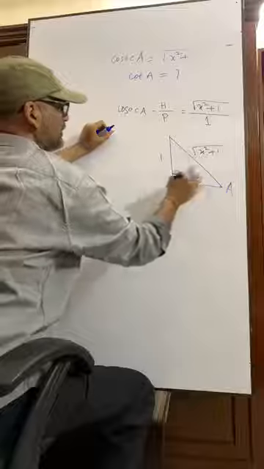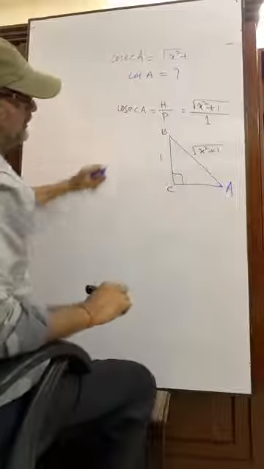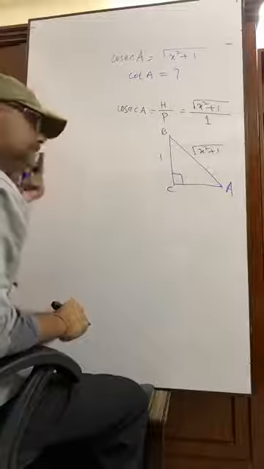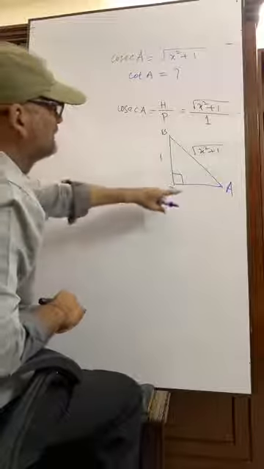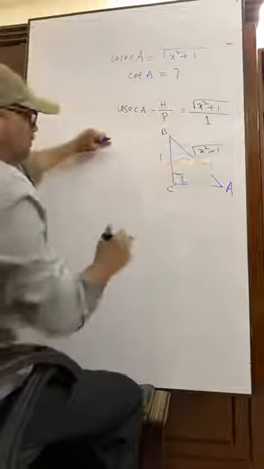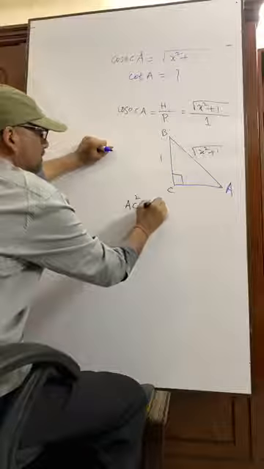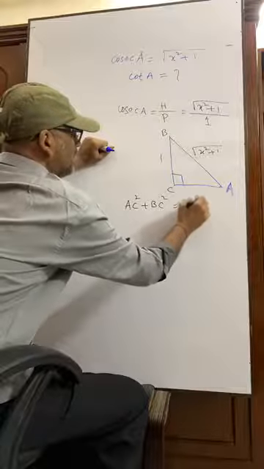So what will this be? If it is B, it is C. Then what will be AC? Can you tell me? It can be easily found that AC is equal to x. Suppose AC square plus BC square is equal to AB square.